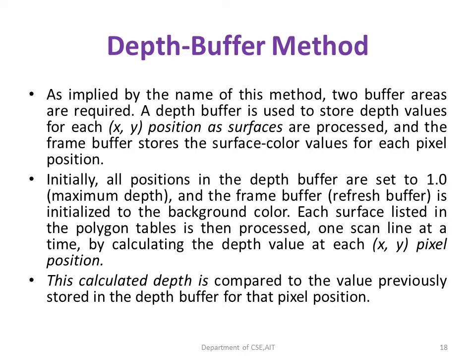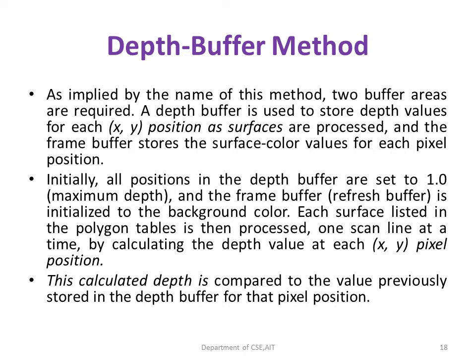So the surface color has to be recorded and the distance has to be calculated. Initially in the depth buffer, I am going to put the value as 1, that is the maximum depth. And then I am going to reduce and pick up the surface whichever is having the minimum depth. And for the frame buffer, I am going to initialize that as the background color. That means whatever is there in the background color will by default be placed inside the frame buffer.